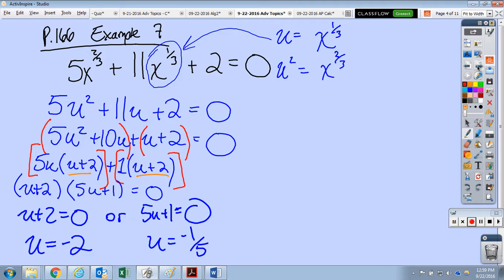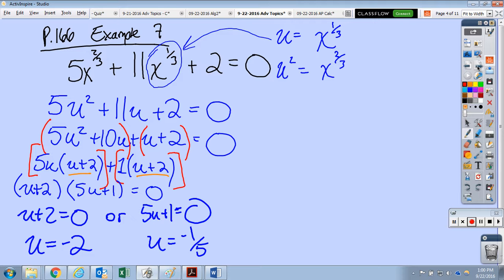So what we do is, let u be this guy, this x to the 1/3 power. Then u squared would be x to the 2/3. And then we can rewrite this, that's in black, in terms of u, and you notice, okay, great, we have a quadratic. Because this was quadratic in form, we can use u substitution to actually write it as exactly a quadratic.